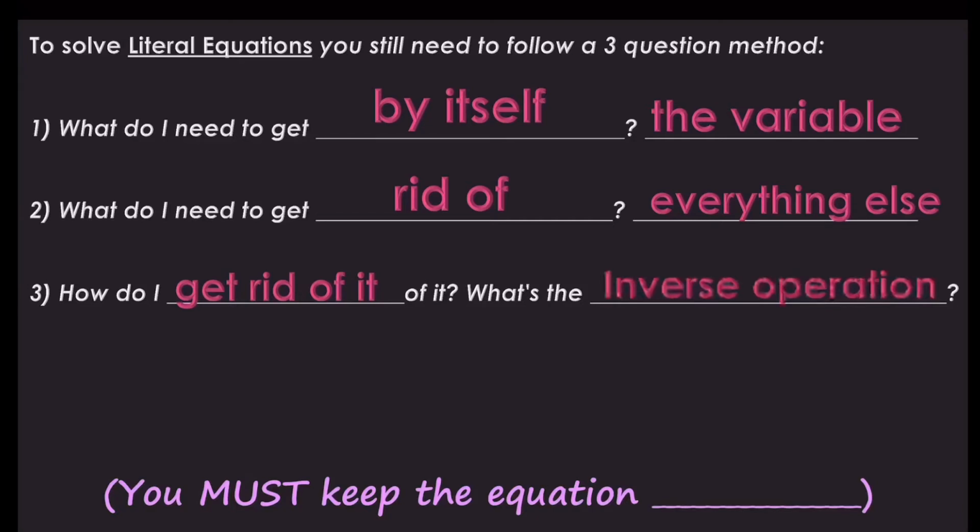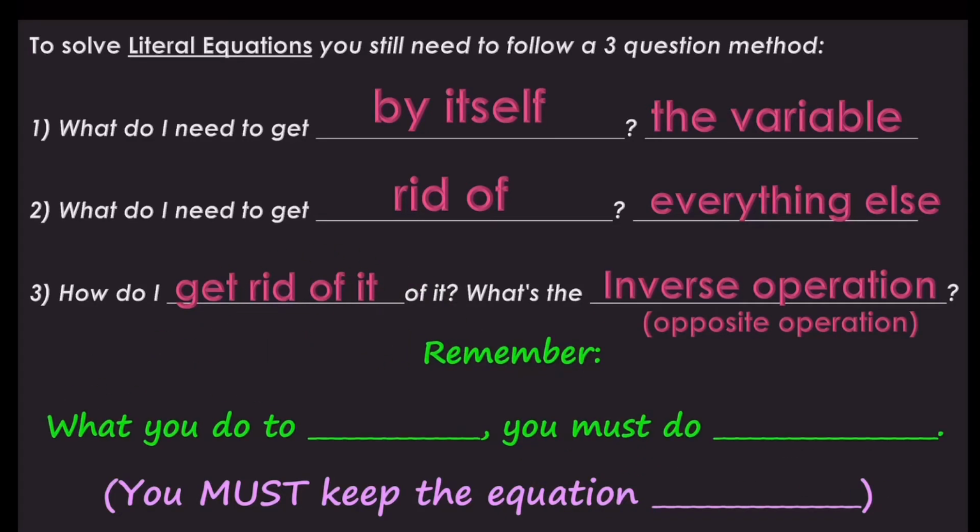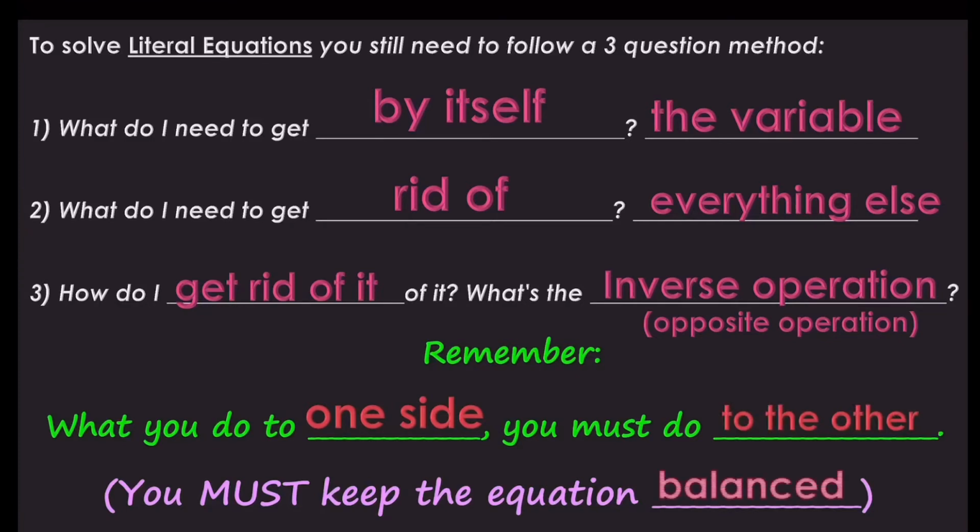Okay? But most important, we must keep the equation what? Balanced. Now that's why that popped up. It might help you realize what you do to one side, you must do to the other. That helps you keep your equation balanced. Okay, an equation's like a scale. You can't move things to one side without doing it to the other.